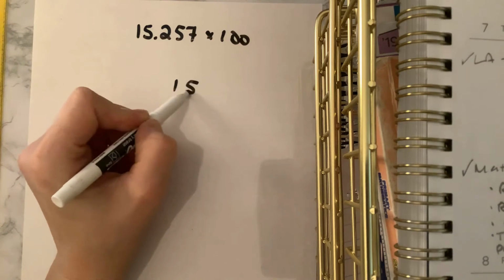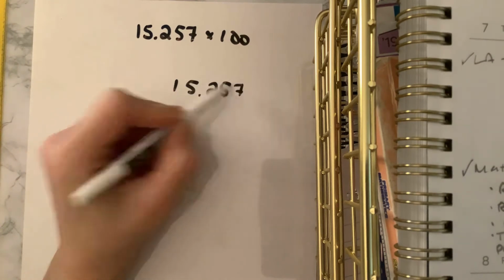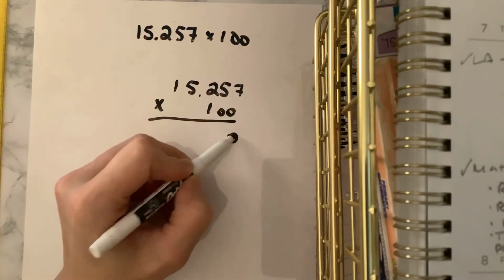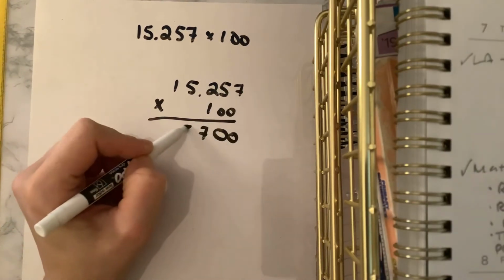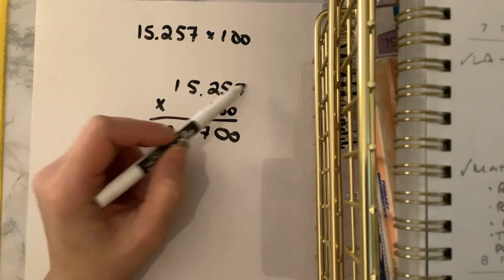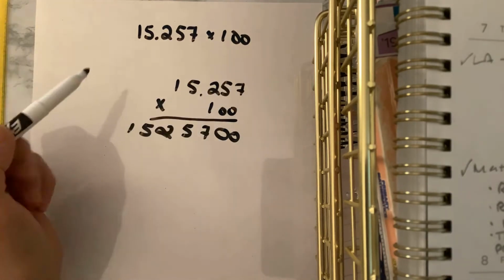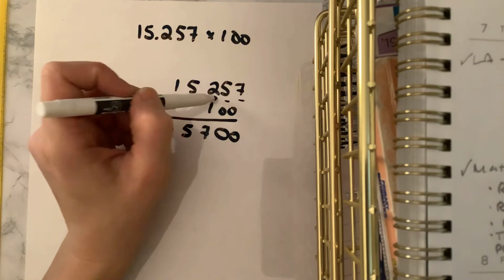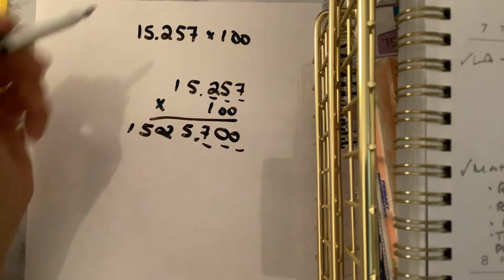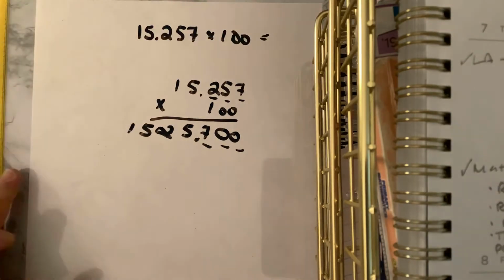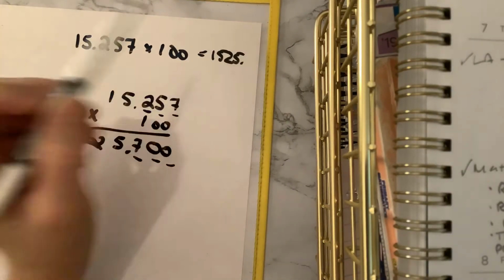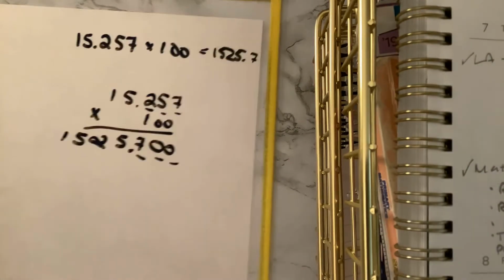So again, if we just start by doing the multiplication vertically, we add those zeros, and then we're going to just multiply across. 7, 5, 2, 5, 1. 1, 2, 3 decimal places in our problem, so 1, 2, 3 in our answer. So that tells us we end up with 1,525 and 7/10.